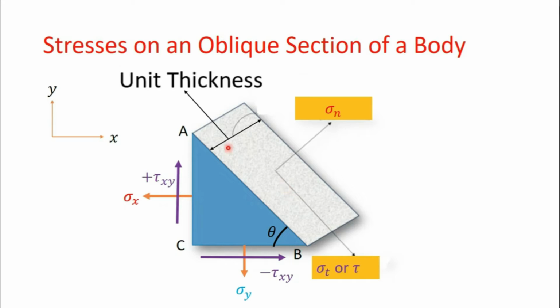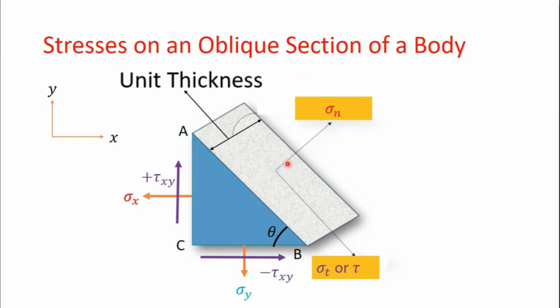Since we do not know what type of stresses are present, we arbitrarily assume sigma n and sigma t or tau. We wanted to know what effects of sigma x, tau xy, and sigma y, tau xy are being created at this plane, because there are so many instances in engineering where the material does not fail from the surface but fails from the bulk. That's why we wanted to know what type of stresses are present on this plane.